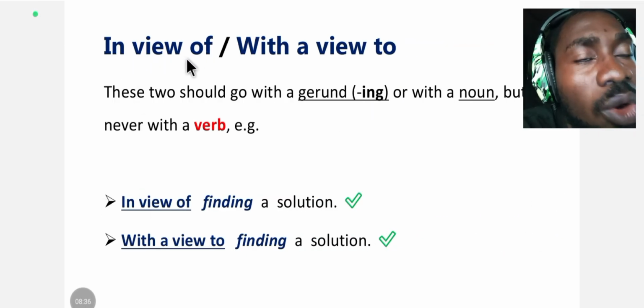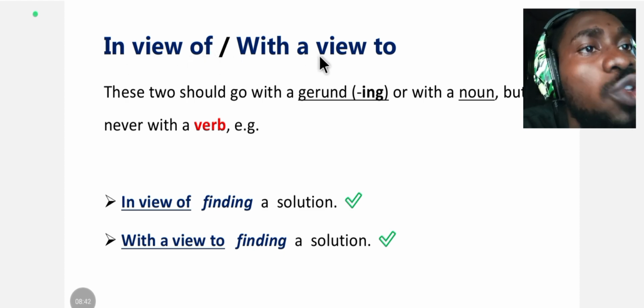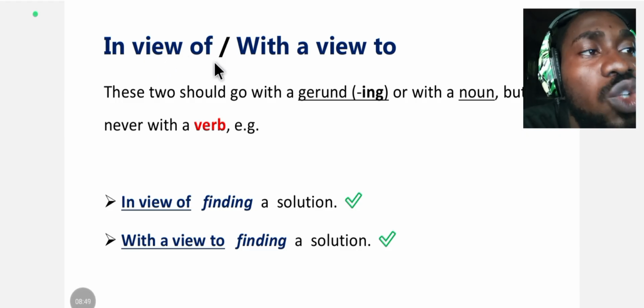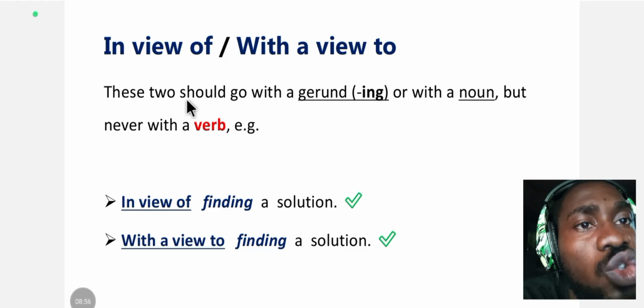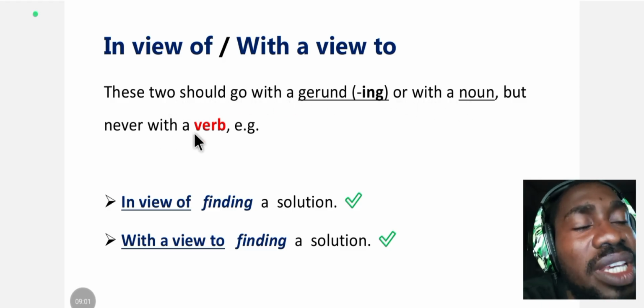Moving on. "In view" collocates with "of." "In view" collocates with "of." Slash, "with a view" collocates with "to." When you are using "in view," you use "of" for its collocation. When you are using "with a view," you use "to" for its collocation. These two should go with a gerund, "ing," or with a noun, but never with a verb.